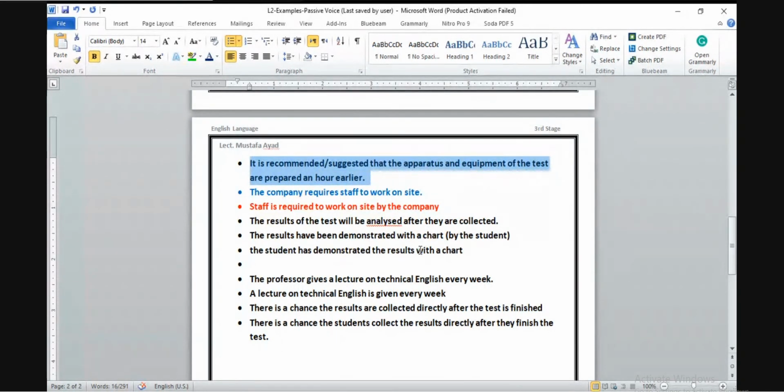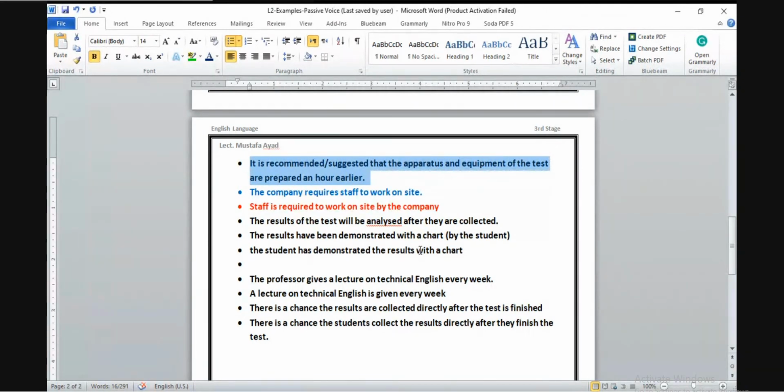It's recommended, suggested that the apparatus and equipment of the test are prepared an hour earlier. Okay. Do you know what it means, Tuqa? Do you understand it when you read it? Not at all. Okay, no problem.